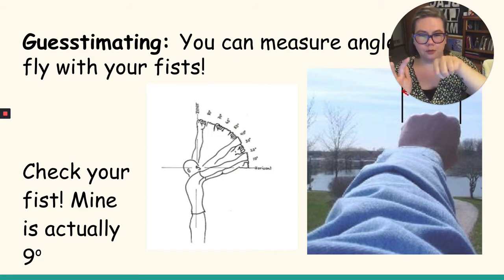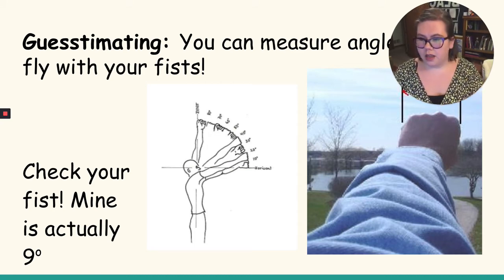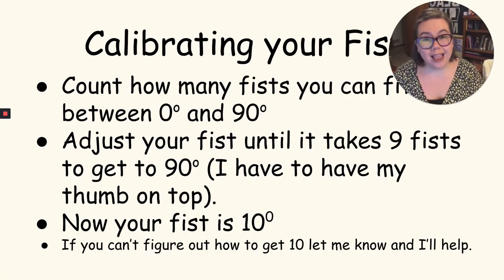So my normal fist, includes your thumb in, is how most people have a fist. To get 10 degrees for my hand, I have to have my thumb out and go this distance, right? That's 10 degrees for me. But here, let's figure out what your fist is. So, calibrating your fist. Calibrating means to compare it to a standard.